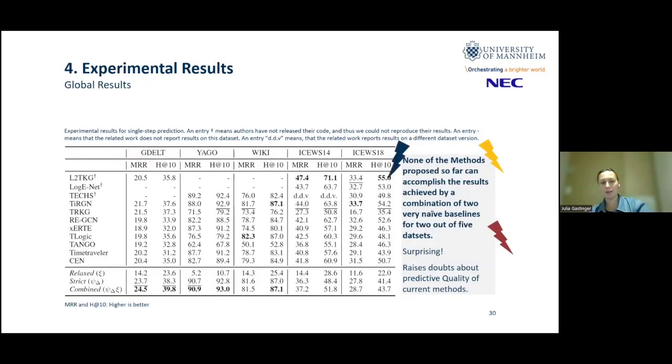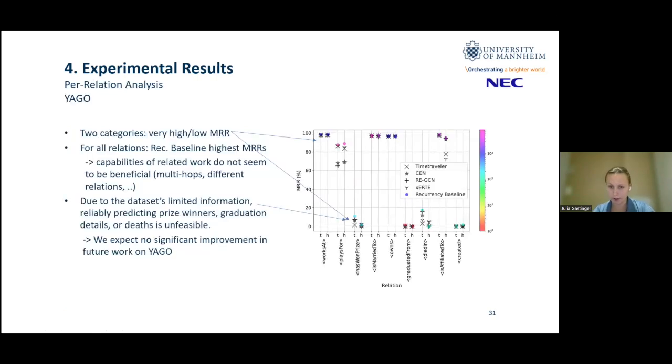And now we wanted to look a bit more deeply on what's happening there, or what are the problems that the other methods might have. And that's why we chose the Yago dataset, and we picked the 4 best related work methods and the baseline, and we compared it on a per relation basis. So what you see in this figure is the different relations that we have in the Yago dataset. The MRR on the y-axis, higher is better, the different related work methods, and then in color, the recurrency baseline. And pink means it occurred very often in the test set, this relation, and red means it didn't.